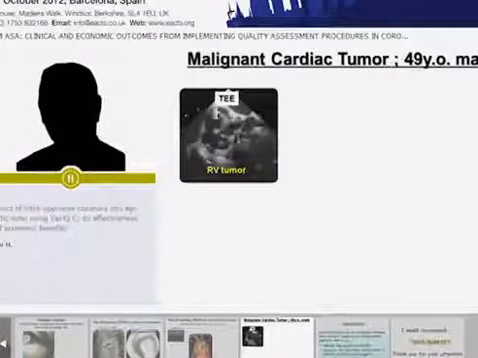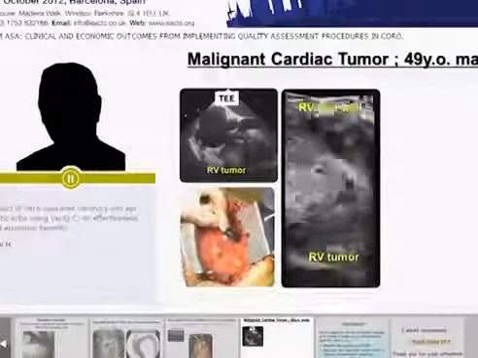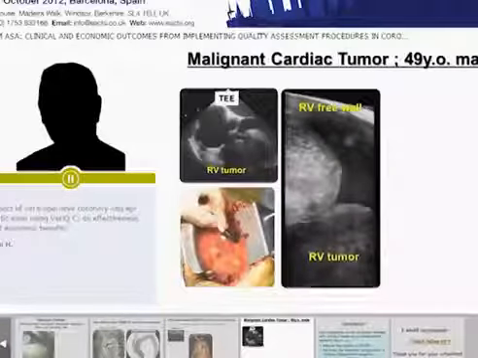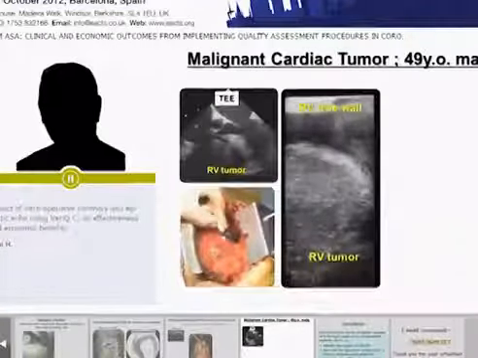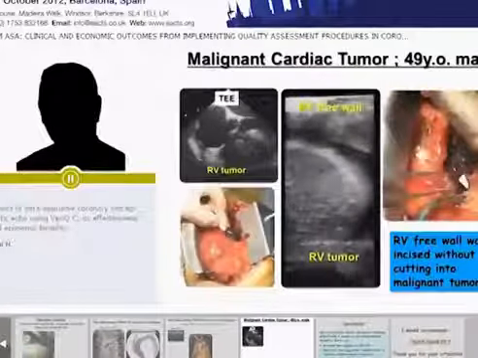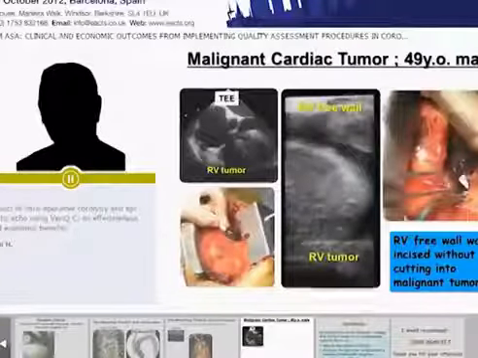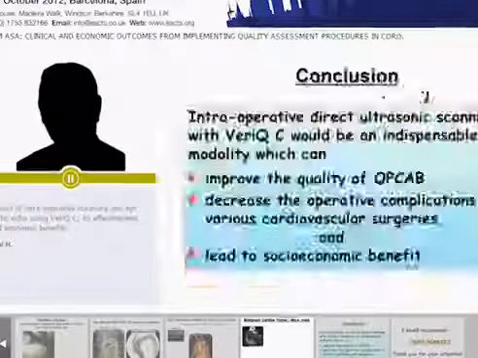And then this is the last case. This is a very unusual case of a malignant cardiac tumor, a 49 years old male with a right ventricular tumor. VQC showed very clearly where the tumor is attached to the free wall of the right ventricle and where there is space to make an incision. So I made a precise incision to avoid accidentally cutting into the malignant tumor, and I took it out.